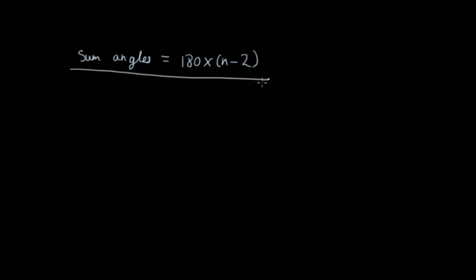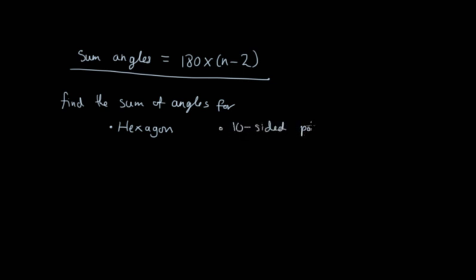So what I'm going to do is write the sum of angles equals 180 times n minus 2, where n's the number of sides. We're just going to put that up here. So let's find the sum of angles for a hexagon and a 10-sided polygon.